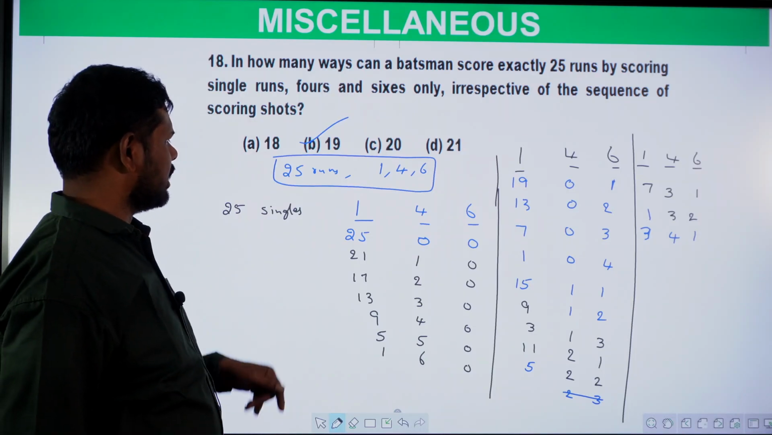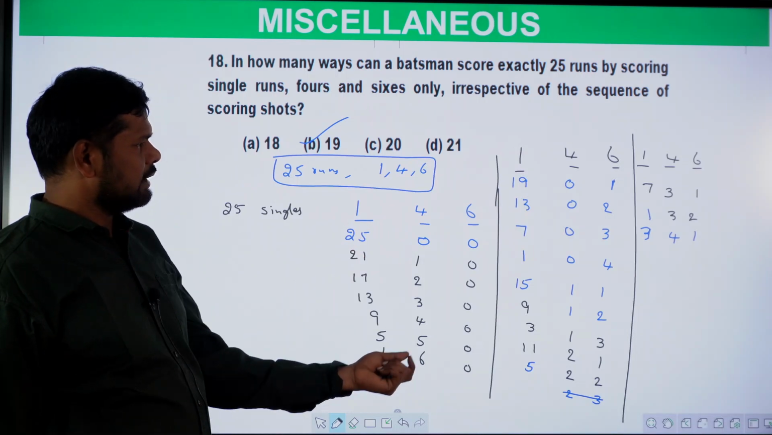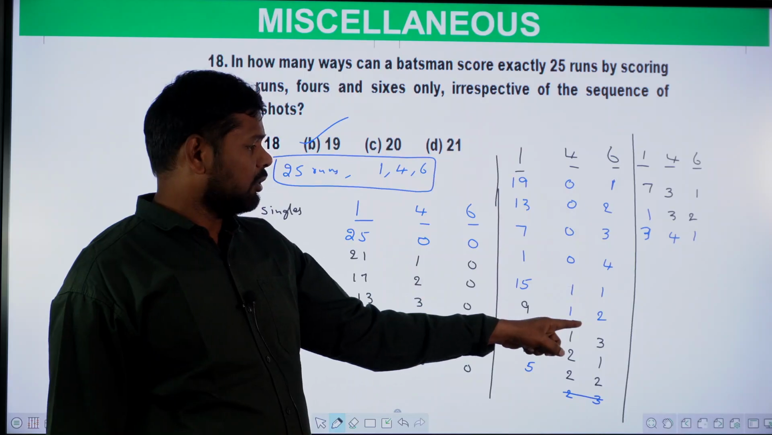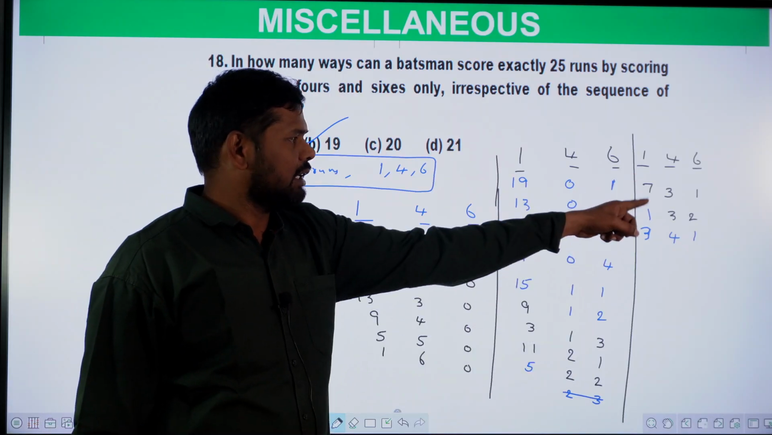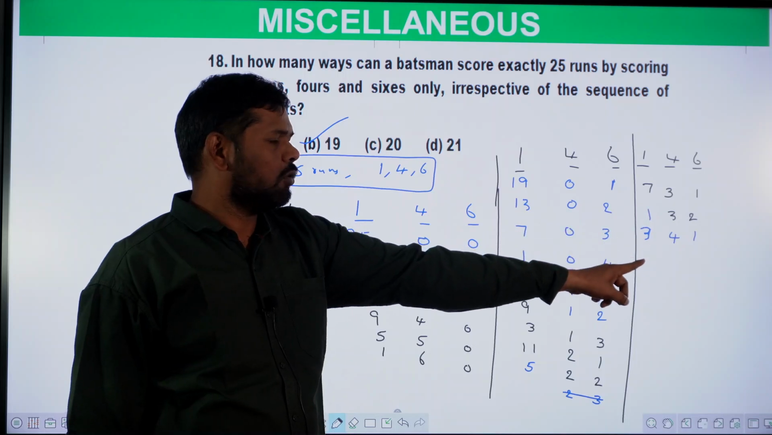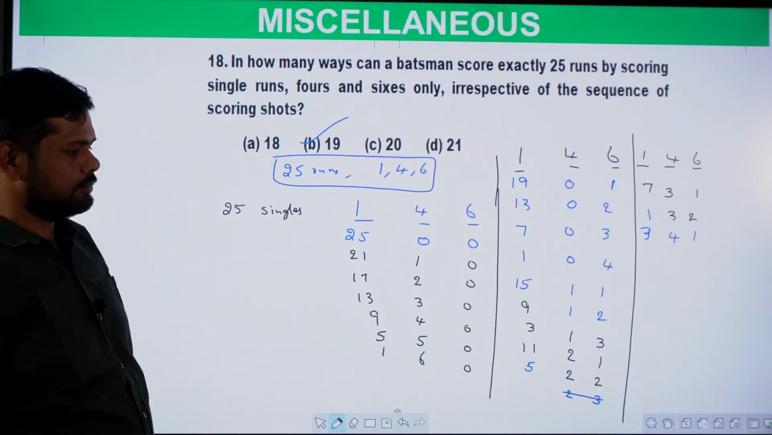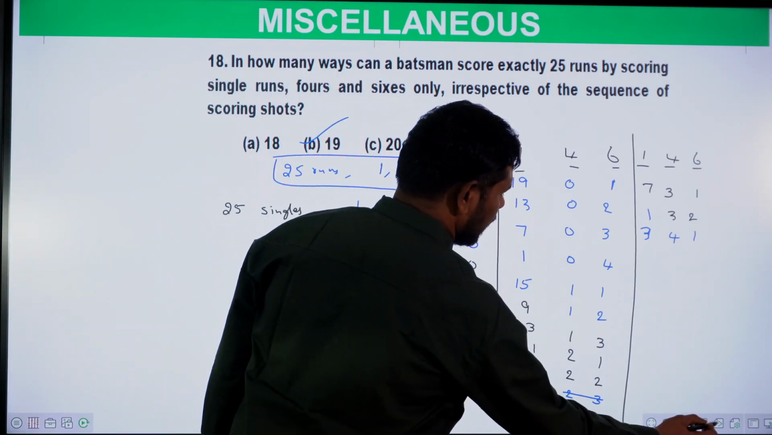How? First all singles, then fours and singles, then sixes and singles, then 1 four is common, varying the sixes. Then 2 fours are common, varying the sixes. Then 3 fours are common, varying the sixes. Then 4 fours. These are all the different possible cases. Right. Next one. Total 19.